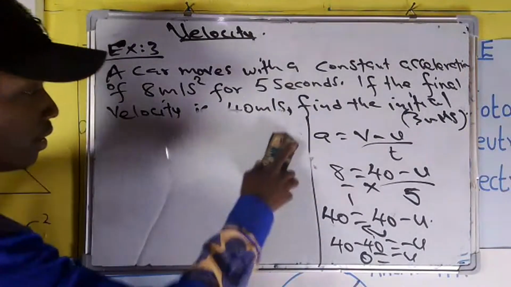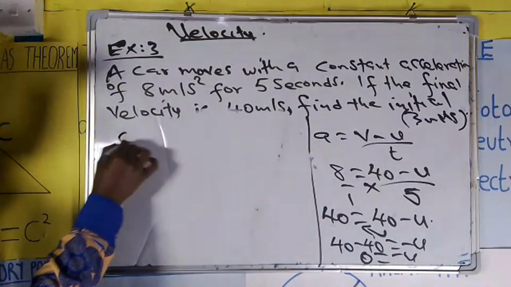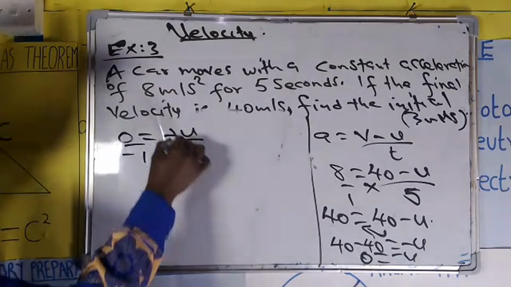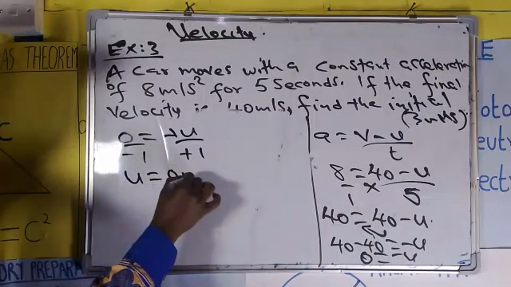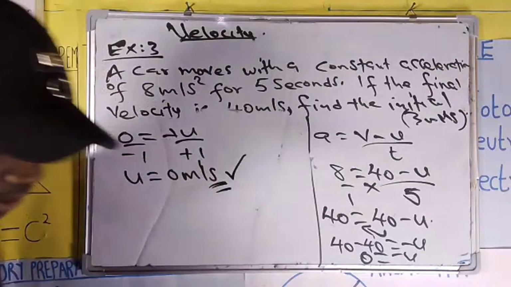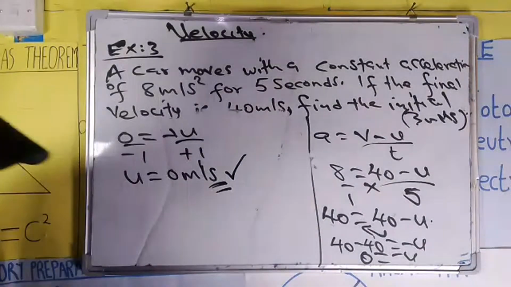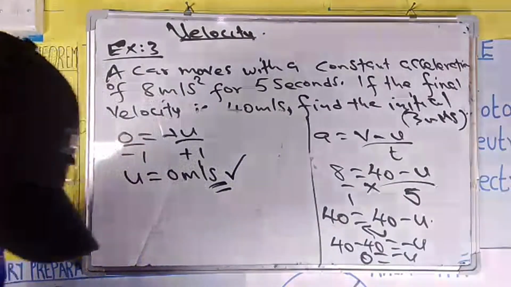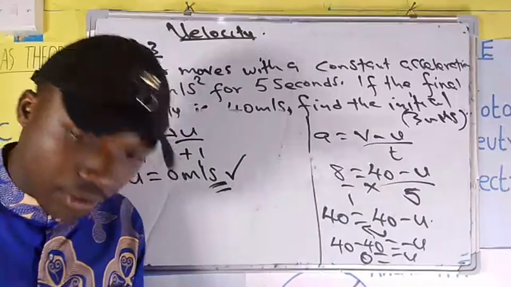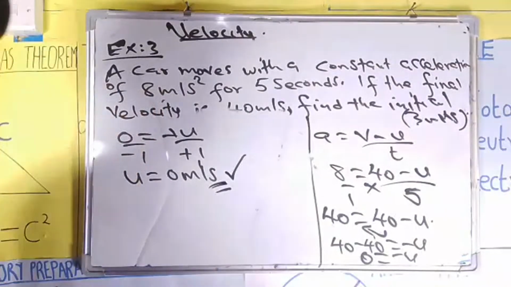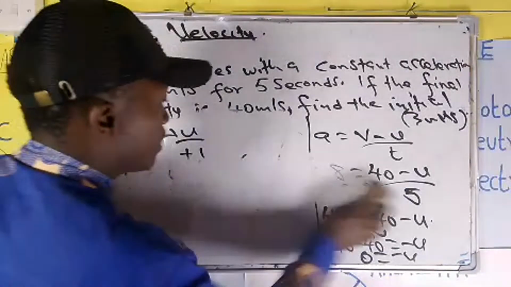So just check this one out. 0 is negative u. If we divide by negative 1 on both sides, u will still be 0 meters per second.